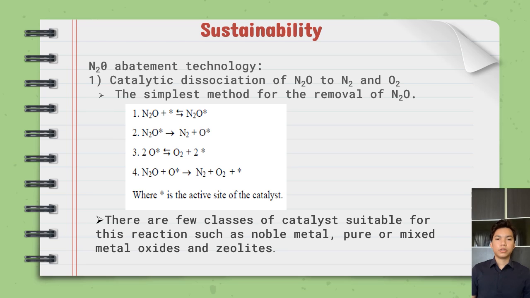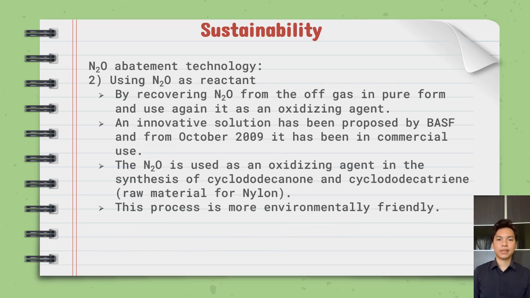Catalytic dissociation is the process to convert N2O into N2 and O2. This is the simplest method for the removal of N2O. There are a few classes of catalysts that are suitable in this reaction, such as noble metal, pure or mixed metal oxide, and zeolite.